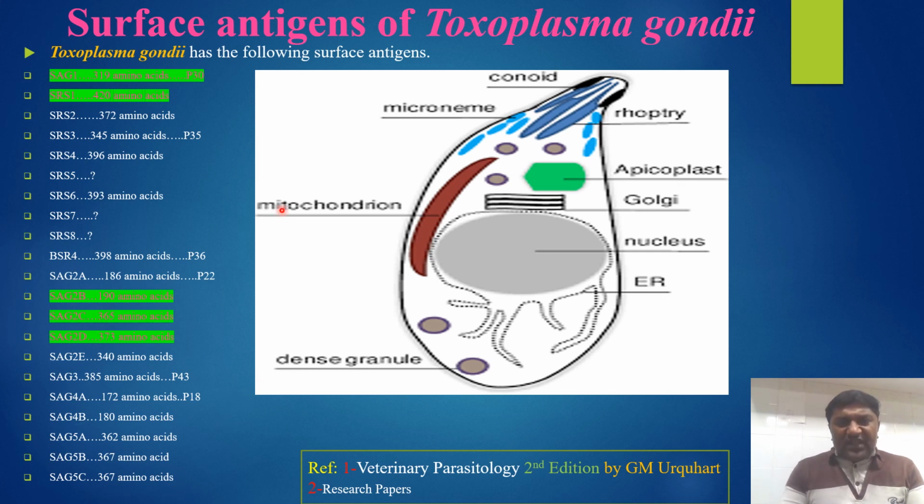So these are the surface antigens of Toxoplasma, and they are very important and helpful for the diagnosis of Toxoplasma gondii infection. You can see the structure of the tachyzoite surface: the upper stage is the conoid and micronemes, rhoptry proteins, apicoplast and Golgi body, nucleus, endoplasmic reticulum, dense granules, and the mitochondria is also present in this structure.